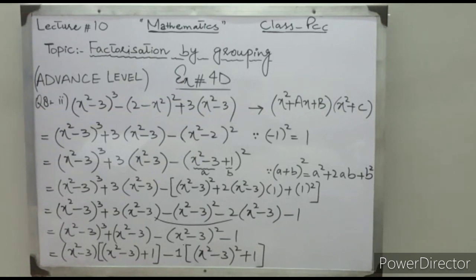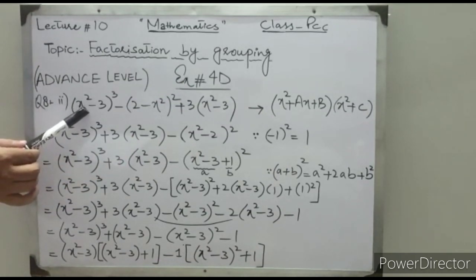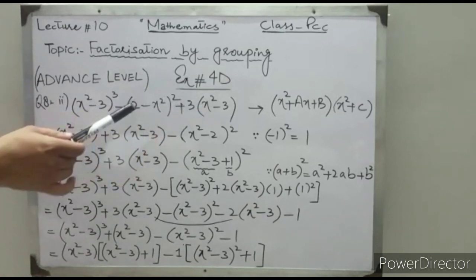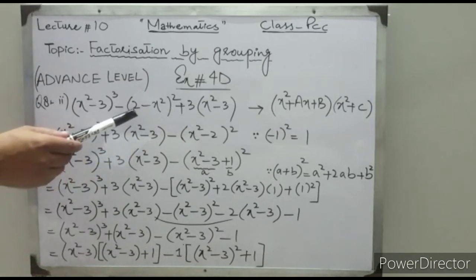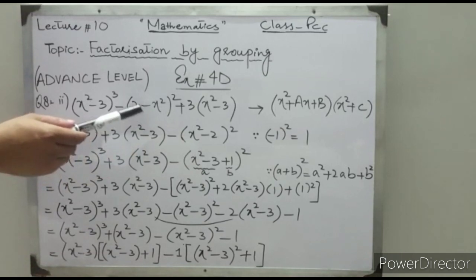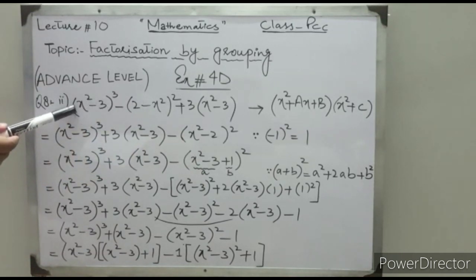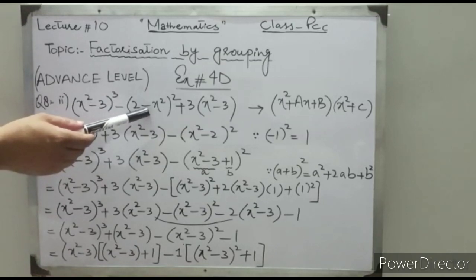Students, you can see in this question we have a different factor. Two factors are the same, which are x² − 3, but one factor is different, which is 2 − x². First of all, we have to make it the same as x² − 3. For this, arrange the expression: (x² − 3)³, then plus 3 into (x² − 3). Take minus common in the expression (2 − x²), because in the remaining expression we have x² positive, but in this expression we have x² negative.